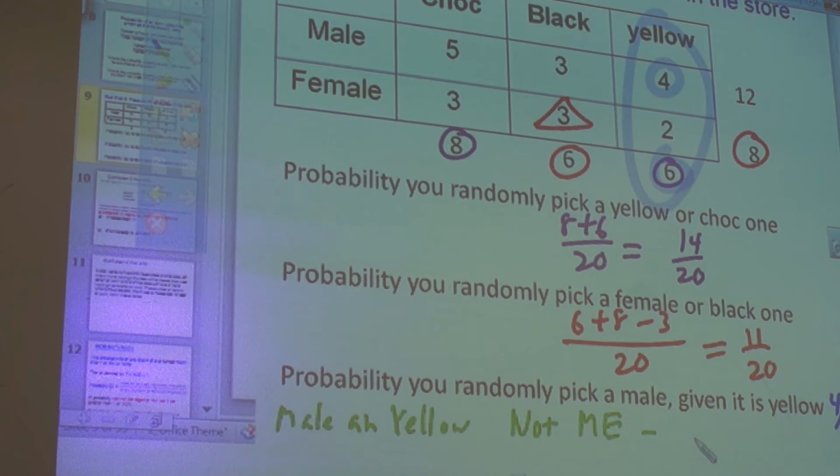You can be at the same time, yeah. You can be both. Right? You can simultaneously be a yellow lab and a male lab. Good? Okay. All right. Great.